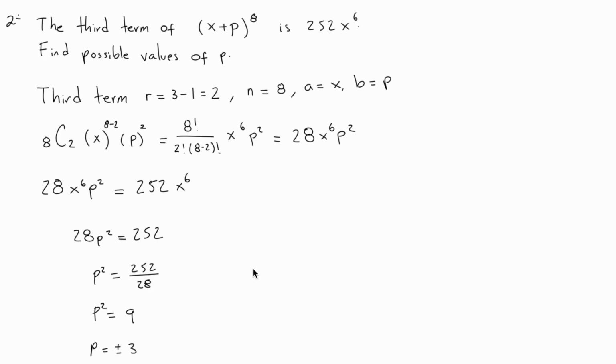So what did we do in this problem? I found the third term using the formula. Once I found that third term, I made it equal to the given term, and then I solved for p in that equation.